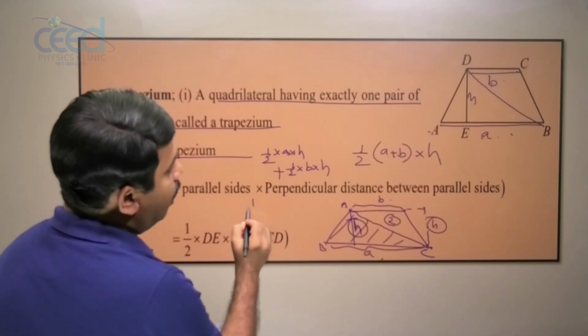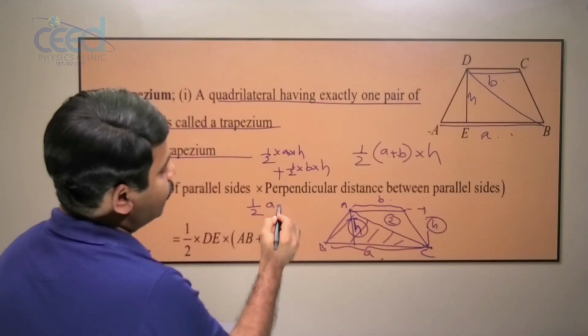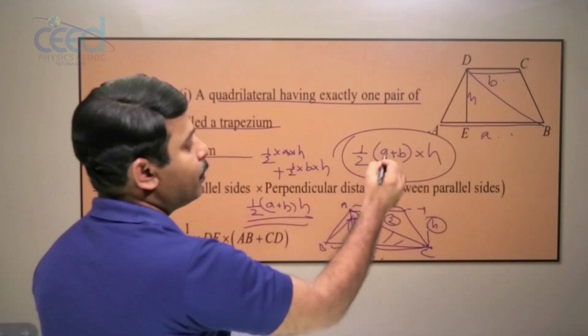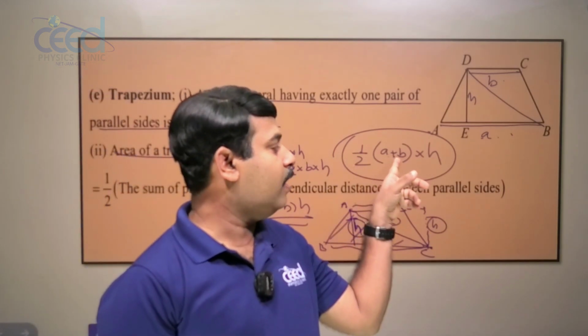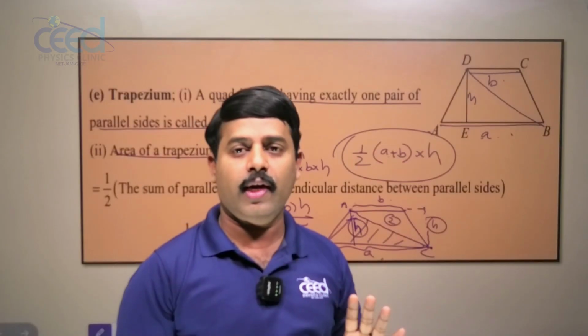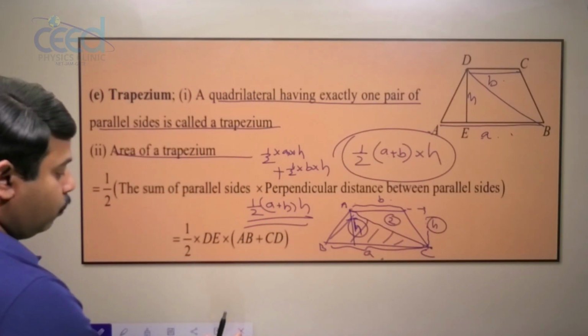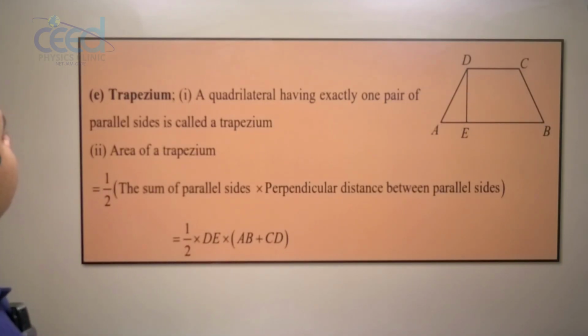Now you can take half into H out, and what is remaining? A plus B. Then the formula is half into (A plus B) into H, that is half into the sum of parallel sides into height. So this is all about a trapezium.